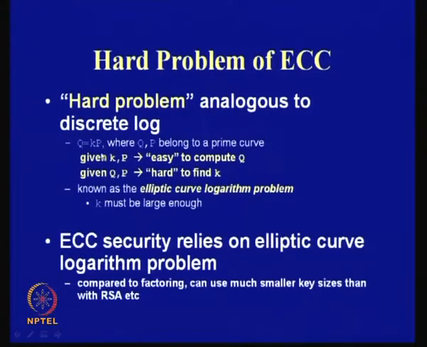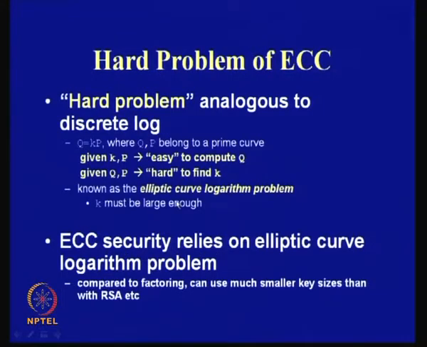So, the hard problem is analogous to discrete logs, that is, Q is equal to k times P. There is a point P and a point Q, and given k and P, it should be easy to compute Q, but it should be hard to find the value of small k, that is, the scalar. This problem is known as the elliptic curve discrete logarithm problem. In this case, k must be large enough. If k is small, say 1 or 2, obviously it is not difficult, but it becomes difficult when k is really large.